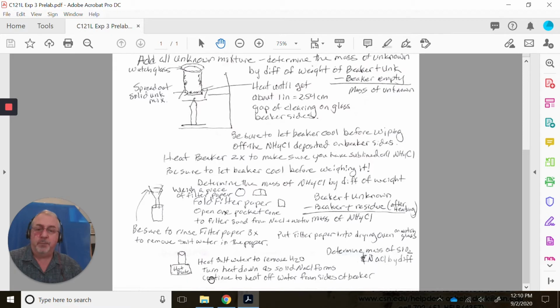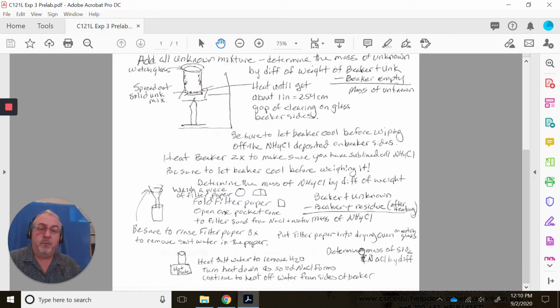So we'll turn the temperature down to minimize the popcorn effect of the salt crystals popping out. But we have to continue to heat this beaker until we get all the water droplets that might also condense on the cold parts of the glass up above. And then once we're done with that, we can weigh the beaker plus salt and take the mass by difference.